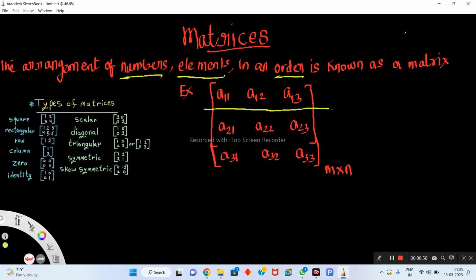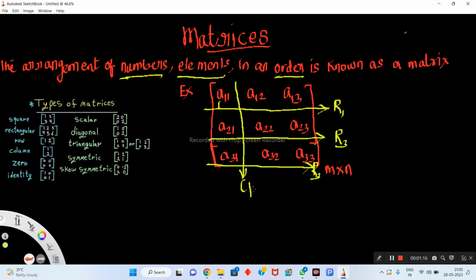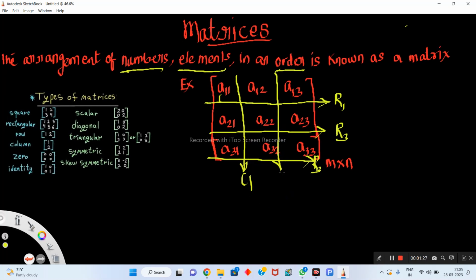अब इसमें कितने rows है? This is known as row 1, this is known as row 2, and this is known as row 3. We are having 3 rows in this matrix, as well as we are also having columns, right? This is column 1 of a matrix. This is column 2 of a matrix, and this is known as column 3. ये 3 rows and 3 columns है matrix की.